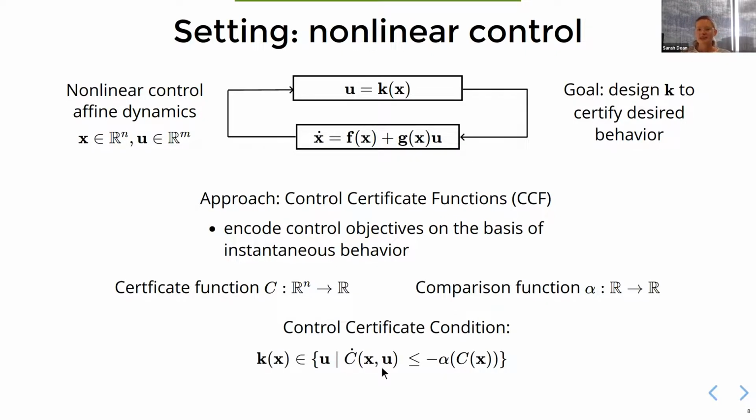What we focus on is the set of inputs which satisfy this condition at a given state. And we think of our controllers as living in this set, such that at each state, the controller gives us an input which then causes this condition to be satisfied. And when that's true, we can guarantee desired behavior. So far, this is an abstract set of equations, and it's an abstract framework for putting together a control objective into the language of this instantaneous condition.